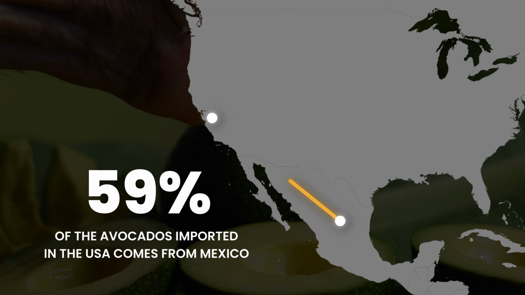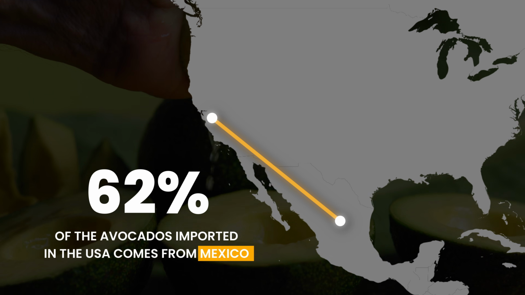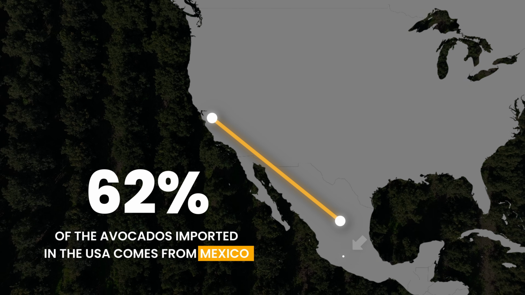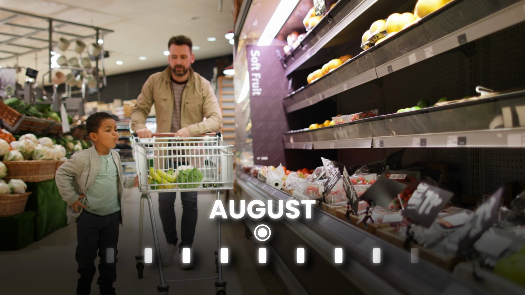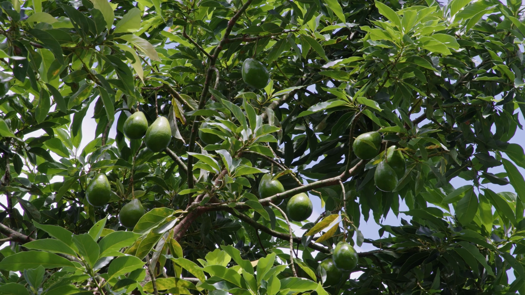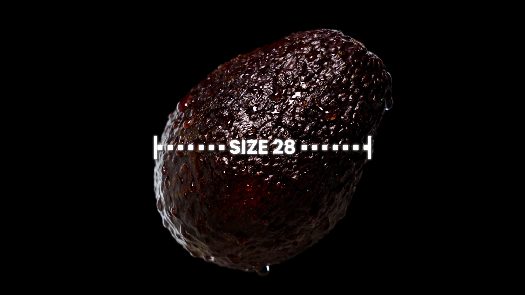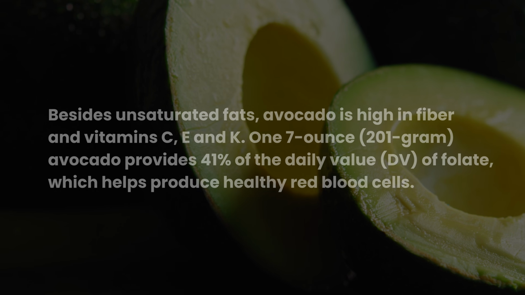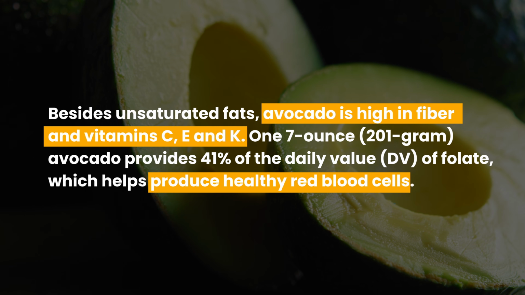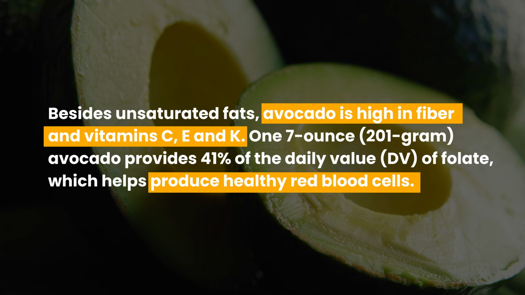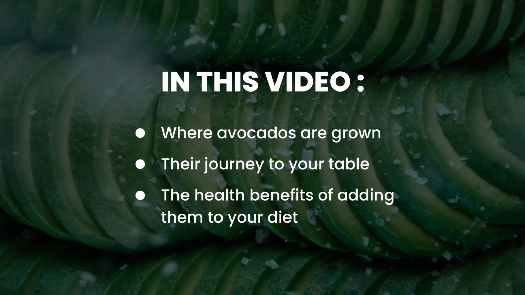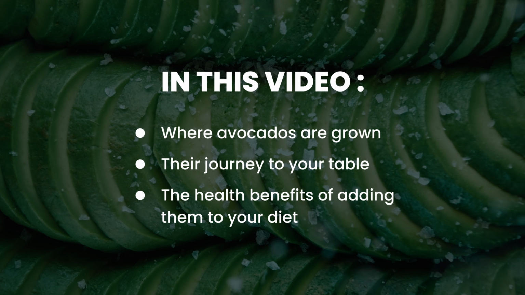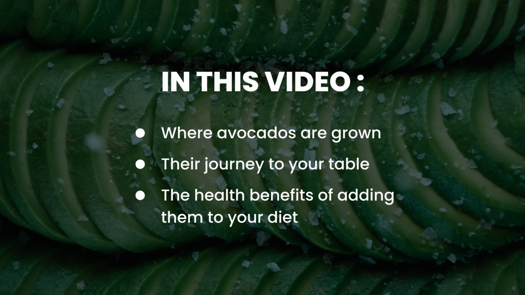Most of these avocados come all the way from Mexico. In fact, the journey starts right here in Michoacan. They're harvested in June and delivered by August. This region produces avocados that can reach a size of 28. Research shows that avocados are packed with vitamins and good fats. In this video, we'll break down where avocados are grown, their journey to your table, and the health benefits of adding them to your diet.